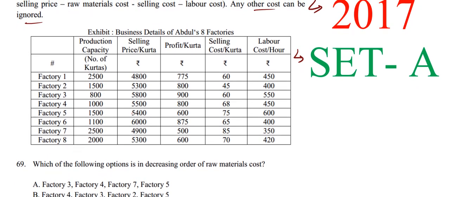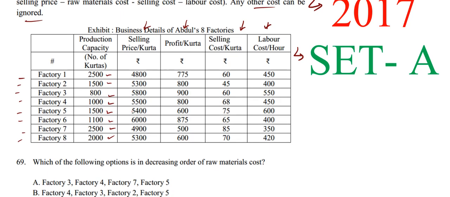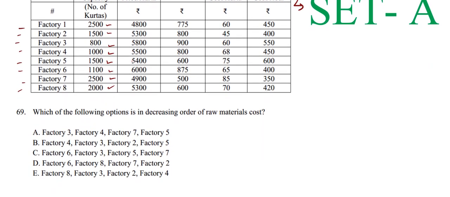Now let's check the data here. We have 8 factories here, from 1 2 3 4 5 6 7 8. These are the capacities of the kurtas in those factories, here we have the selling price, here we have the profit per kurta, here we have selling cost per kurta, and here we have labor cost per hour. So let's move on to the first question.